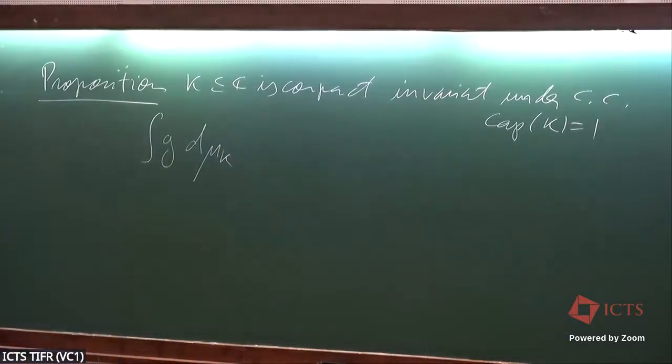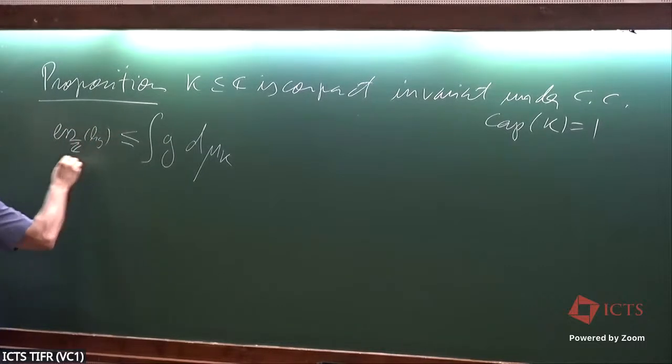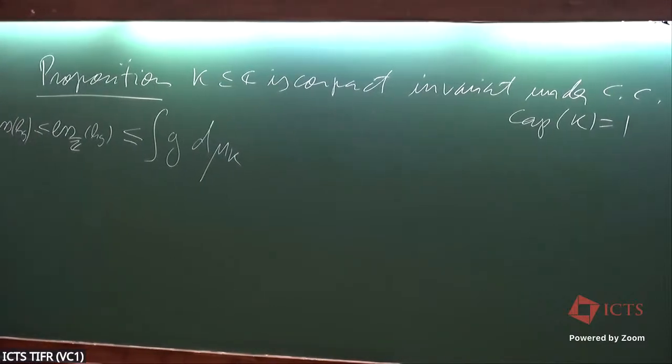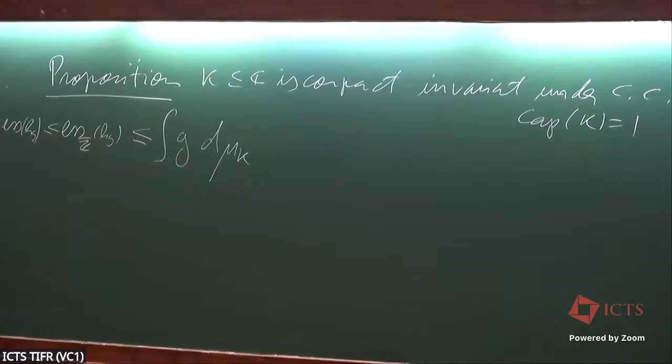Then if I look at the integral of g d mu_K, this will always be bigger or equal than the essential minimum, but the integral one. And of course, we know that this is bigger or equal than the usual essential minimum. Okay. Why is this so? Proof.